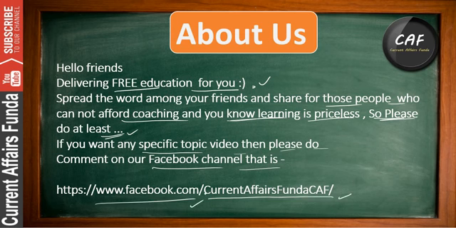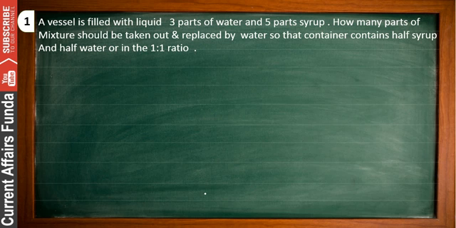Right now this is the first question of mixture and alligation part 3. Friends, I can solve this question in two methods. First of all, read the question carefully. A vessel is filled with liquid, 3 parts of water and 5 parts syrup. How many parts of mixture should be taken out and replaced by water so that the container contains half syrup and half water? That means in the 1:1 ratio.